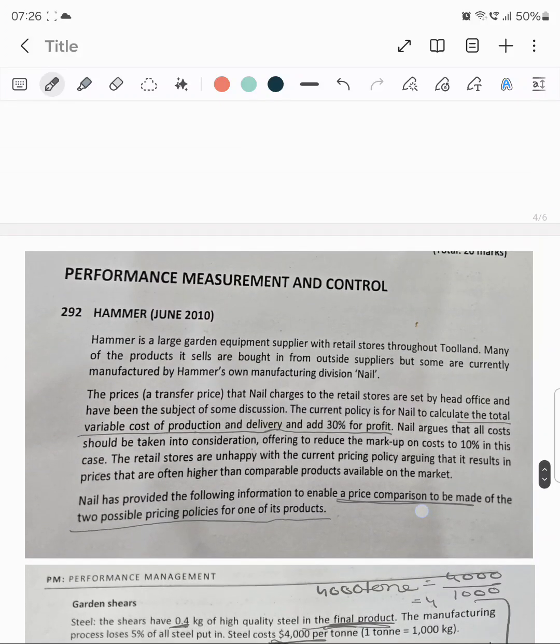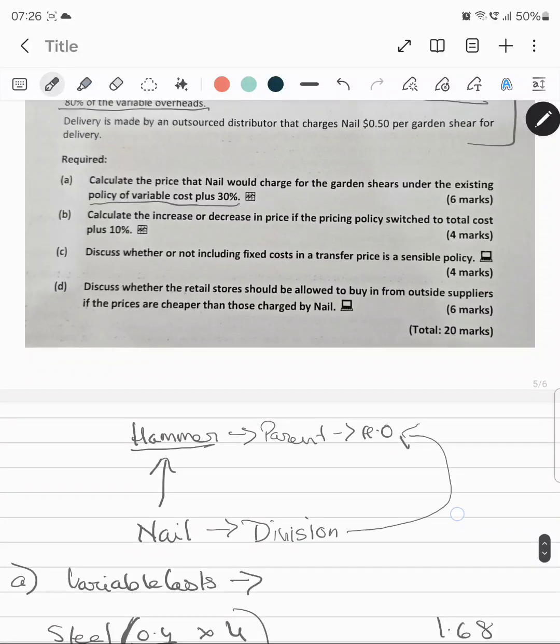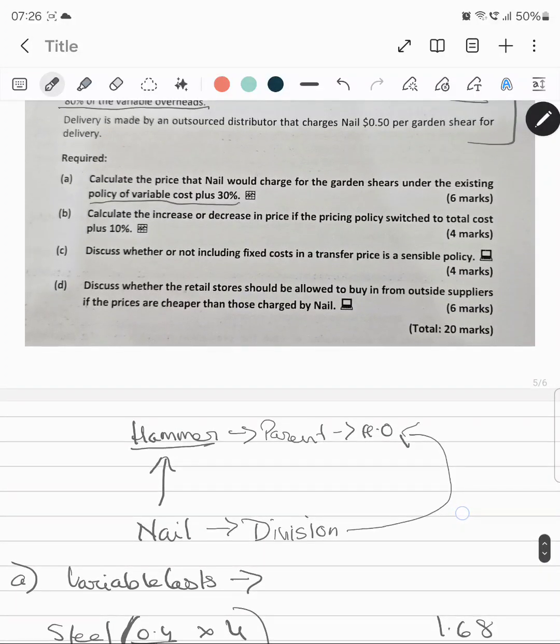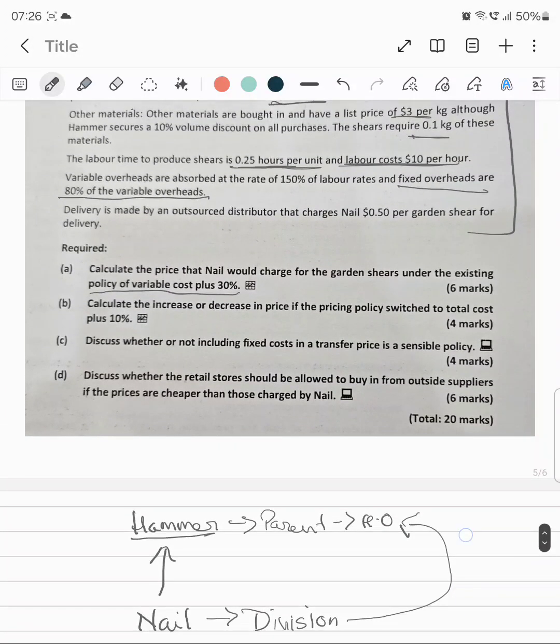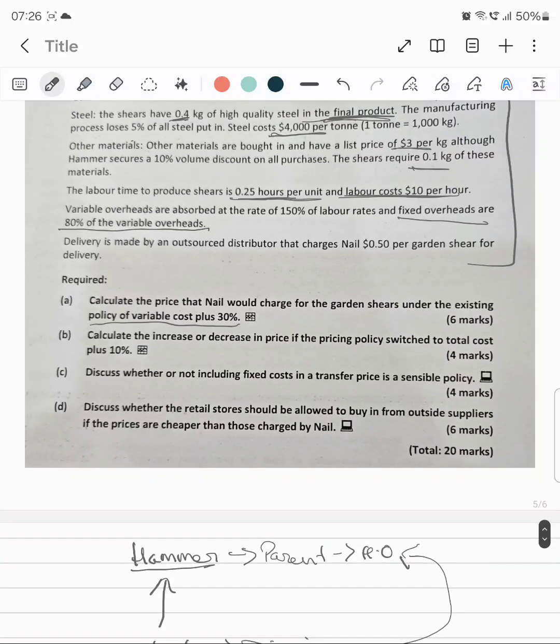After that, it is telling me that fixed overheads are 80% of the variable cost. But over here, this question says that it is total variable cost of production. It has specified. So we do not need to consider the fixed overheads. Now, it had said the delivery is made by an outsource.